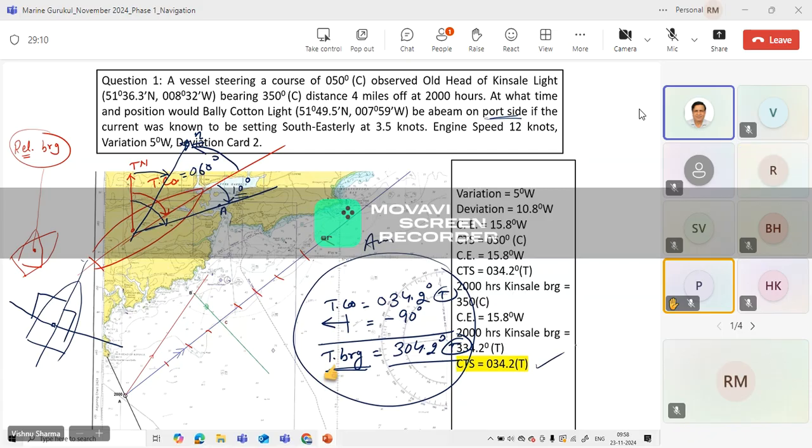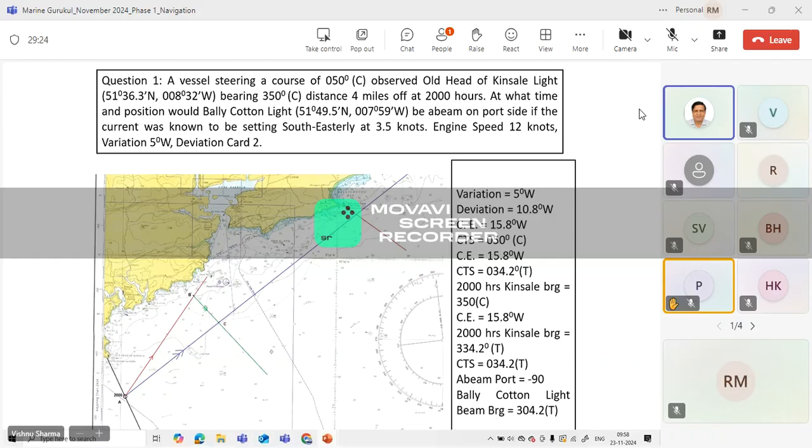CTS, this is all being done on the answer sheet. A beam on port side, minus 90. Belly Cotton light beam bearing 304.2 degrees true. So now what do I do? I draw 304.2 from Belly Cotton light. This red line is the beam bearing, PL by beam bearing. So that means when the light is a beam, the vessel will be on this PL. Yes or no? Vessel will be on this PL. Am I right, guys?